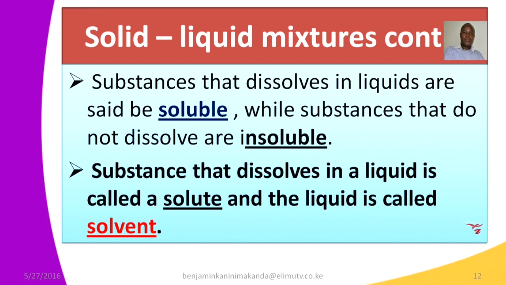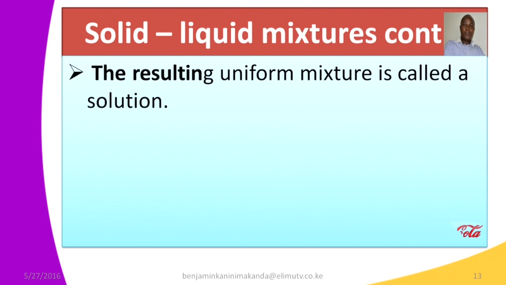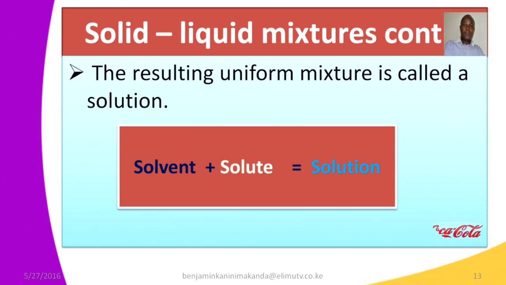So a solute is a solid that dissolves in a solvent, and a solvent is that liquid that dissolves a solute, while a solution is the resultant liquid form when a solid dissolves in a solvent. Are we there? Now, having discussed those three, solute, solvent, and solution, we can now have an equation that connects the three. The resultant uniform mixture is called a solution. That's what we have said. And as a result, we have this kind of equation. So here we are. Solvent plus solute, you get solution.